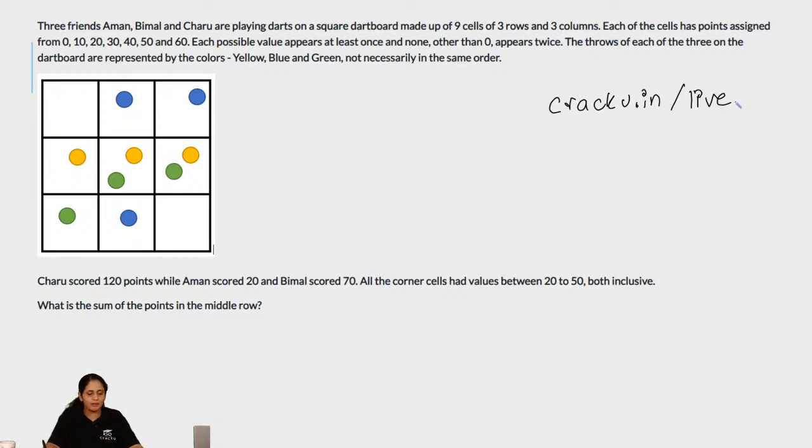3 friends, Aman, Bimal, Charu, are playing darts on a square dartboard made up of 9 cells. So this is a square dartboard, and each of those circles basically represents an attempt, and each of those cells has some points from 0, 10, 20, 30, 40, 50 and 60, and you have to answer questions about the sum of points. So you have to essentially try to arrange the points in the cells, if that makes it easier.